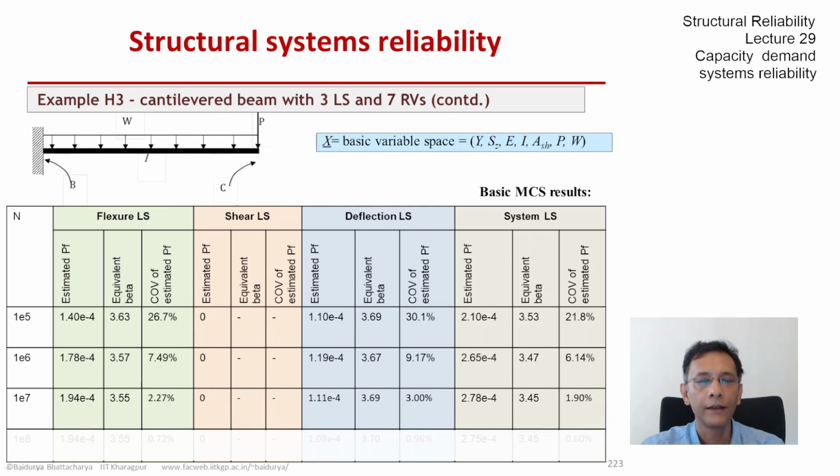So 10 million and then 100 million simulations, and the uncertainty comes down to less than 1%. So clearly the system beta is 3.45, the flexure beta is 3.55, and the deflection beta is 3.7, and no shear failure has been observed, so we really do not have any estimate there. If we really wanted, we could do an FORM analysis of the shear limit state and obtain an estimate of the beta. If one is interested, such an exercise could be undertaken.